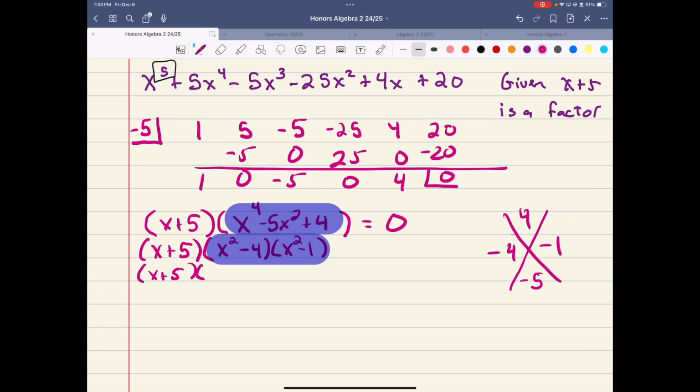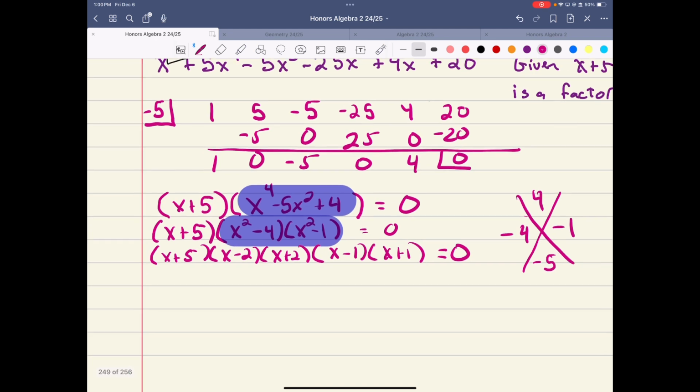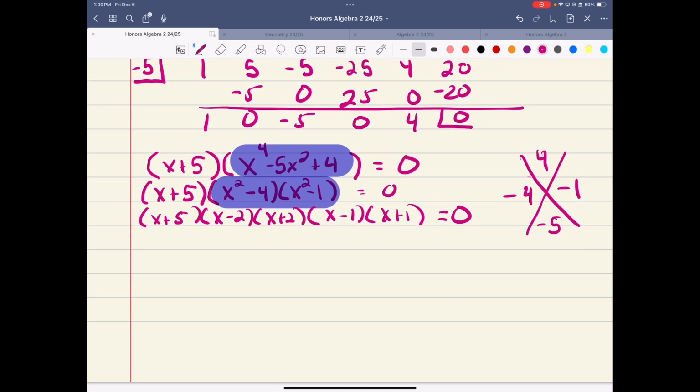X squared minus 4 is a difference of squares. So that's x minus 2, x plus 2. X squared minus 1 is also a difference of squares. It's x minus 1, x plus 1. Okay. Now it's completely factored. I look over each piece, make sure it can't be factored. It can't be. So we know we're in good shape.